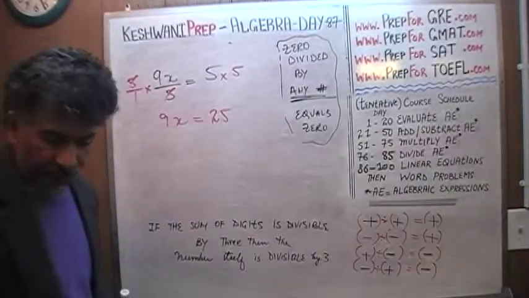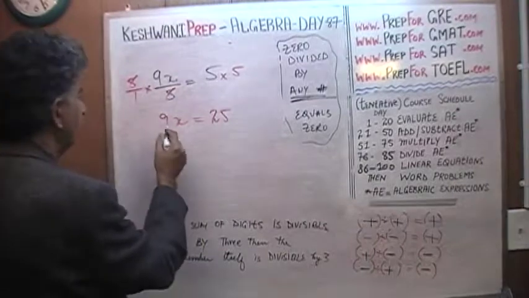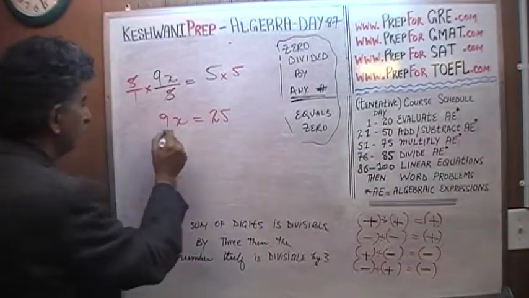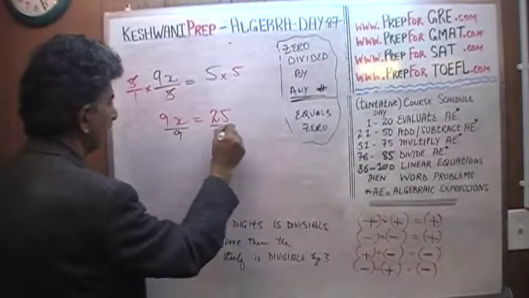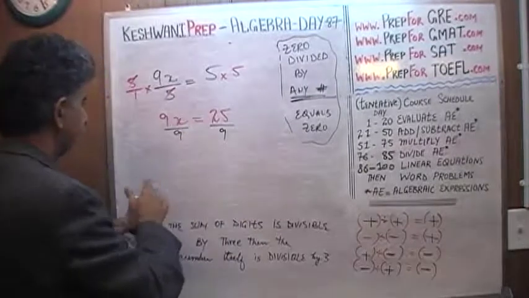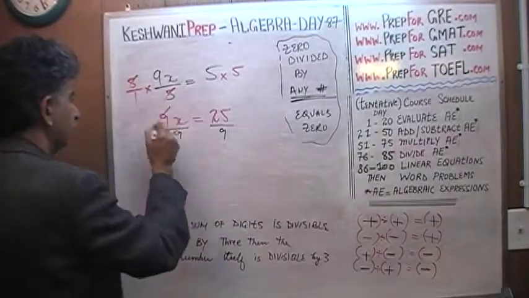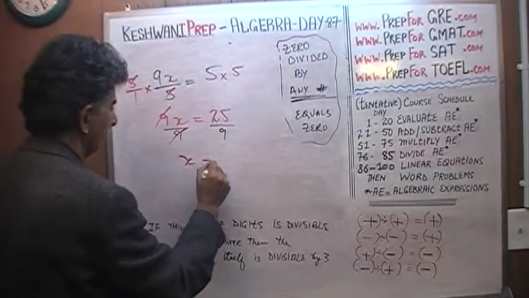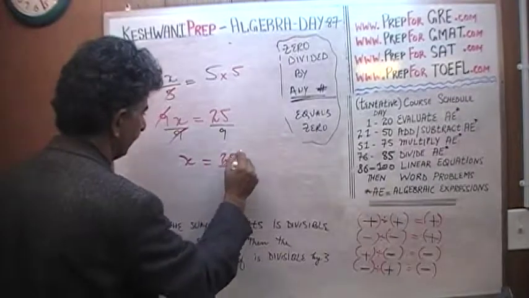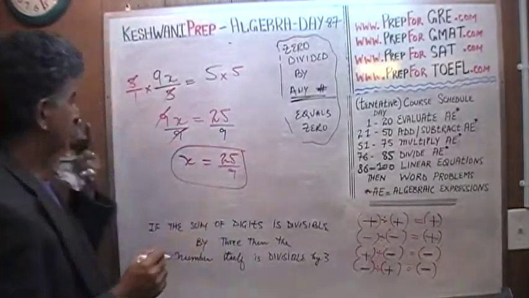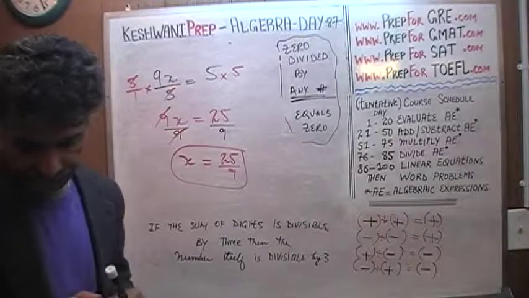Now we have to go one more step. 9x equals 25, we have to get rid of the 9. Divide both sides by 9. Now this 9 goes out with that 9, and x equals 25 over 9. x equals 25 over 9.